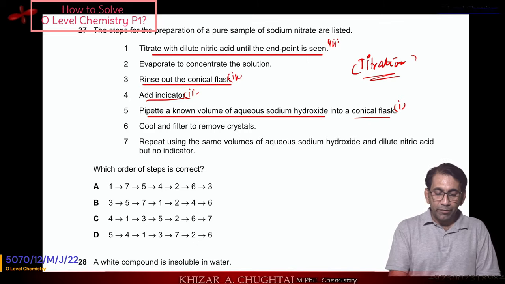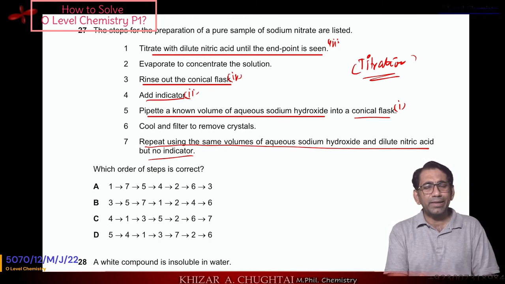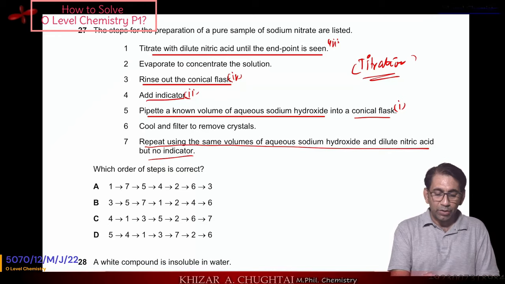Then you will repeat the experiment with dilute nitric acid, but this time you are not using any sort of indicator. So it is the fifth one, and finally, we will cool and filter to remove the crystal. That is the last one.